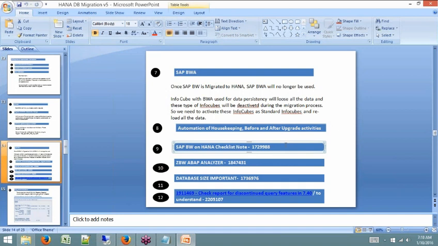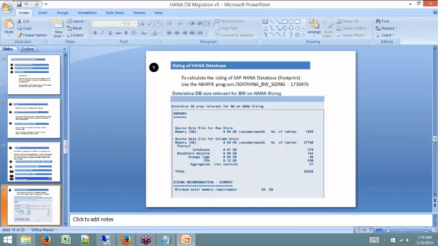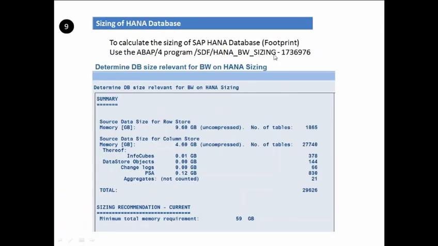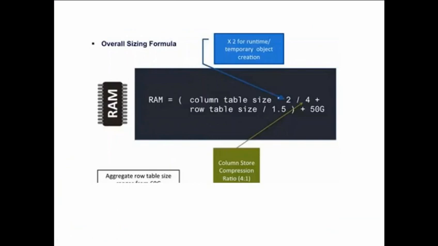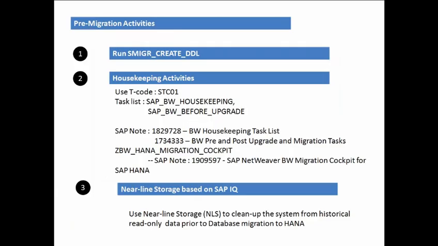So we need to perform a couple of housekeeping activities, and then we have a note for checking whether the BW system is ready for the migration. All the ABAP customizations required can be checked from this ZBW ABAP analyzer from this note. What sizing we can get is in this note, and discontinued features of BEx queries can be understood from these notes. For sizing, I told you we basically use this program, which gives you that, and it has a note. If you don't have this program, you can implement this note. And they use this formula to get the sizing.